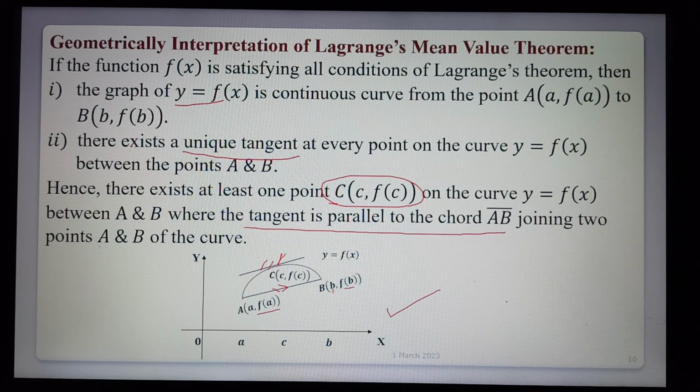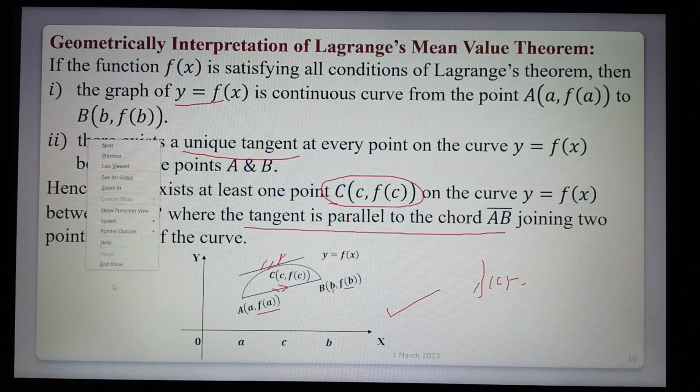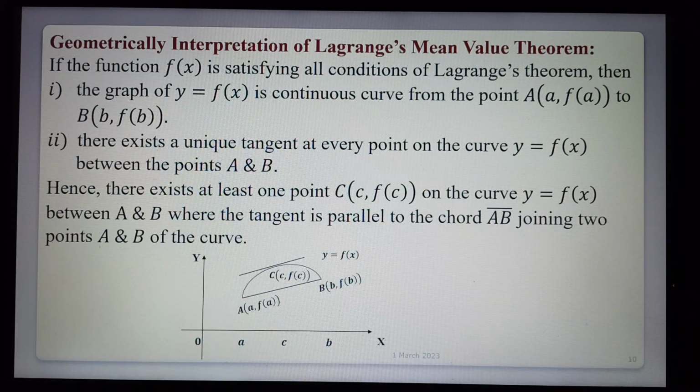The slope of the tangent to the curve is f dash of c, and the slope of the chord AB, using the formula y2 minus y1 by x2 minus x1, is f of b minus f of a by b minus a. So f dash of c is equal to f of b minus f of a by b minus a, where the tangent is parallel to the chord AB. This is the geometrical view of Lagrange's mean value theorem. Okay, is it clear?